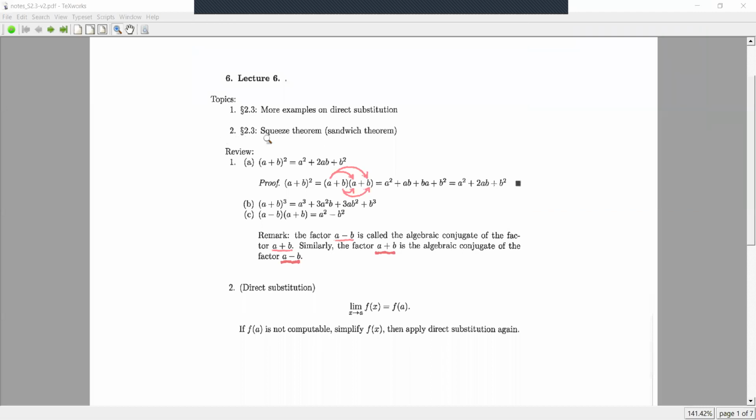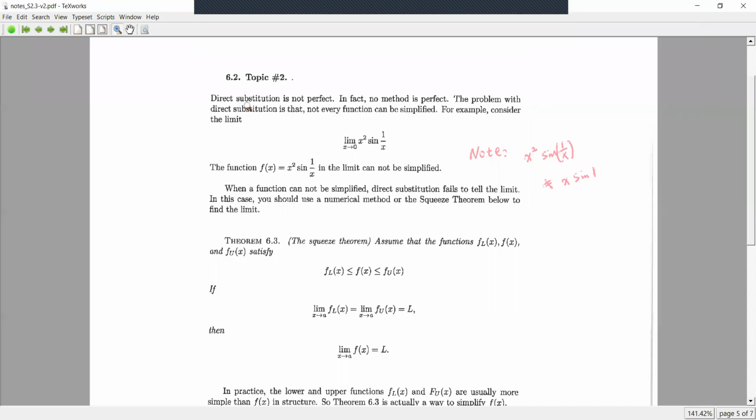Now, topic 2, squeeze theorem. Direct substitution is powerful, but not perfect. In fact, no method is perfect. For example, is a numerical method perfect? No. Usually, a numerical method cannot find the exact value of a limit, it can only give us a guess about the limit. The problem with direct substitution is that not every function can be simplified.